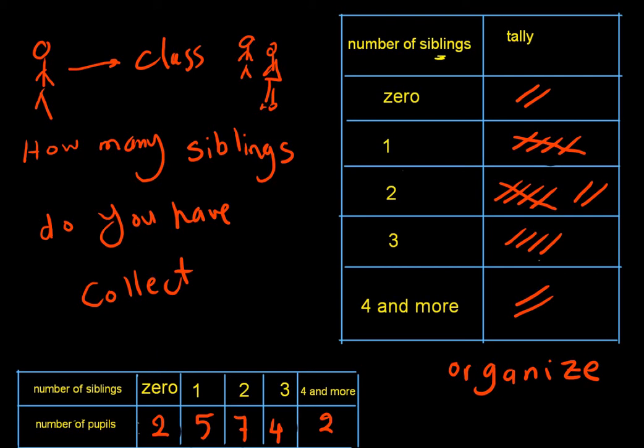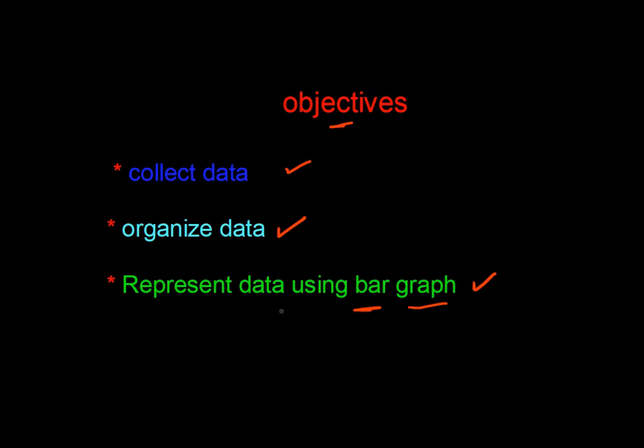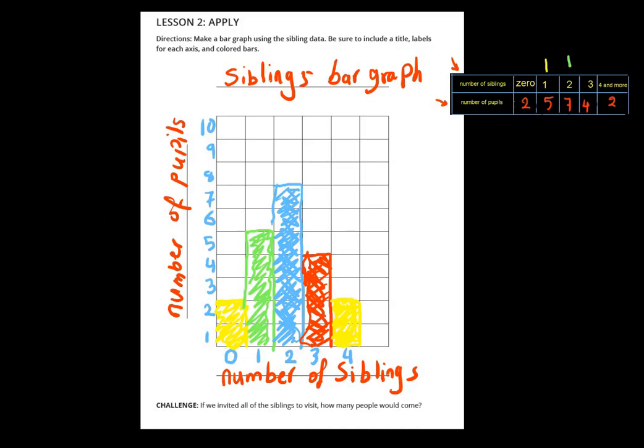The last objective represents this data using a bar graph. We must have a name for the graph. It's called a title. We must have two axes. The names of the two axes, we find from the table. The first line, number of siblings, we write in the horizontal axis. The second line, we write on the vertical axis, and then we write the numbers 0, 1, 2, 3, 4. And here we make a scale 1, 2, 3, 4, 5, 6, 7, 8, 9. Last step, we shade.